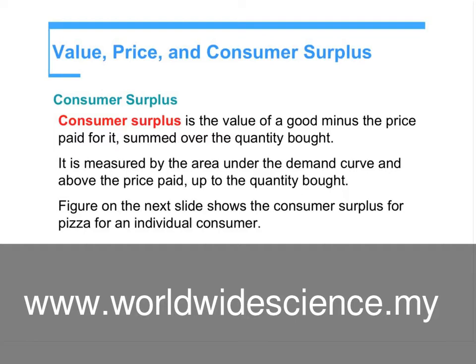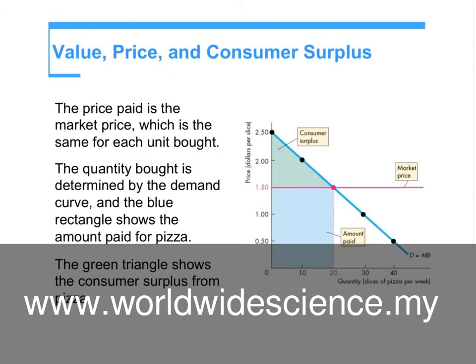So as you can see here, consumer surplus is here. The price paid is the market price, which is the same for each unit bought. The quantity bought is determined by the demand curve. And the blue rectangle here shows the amount paid for pizzas. So this is the market value, this is the consumer surplus, and this is the amount paid. So the green triangle, which is here, is the consumer surplus from a pizza.